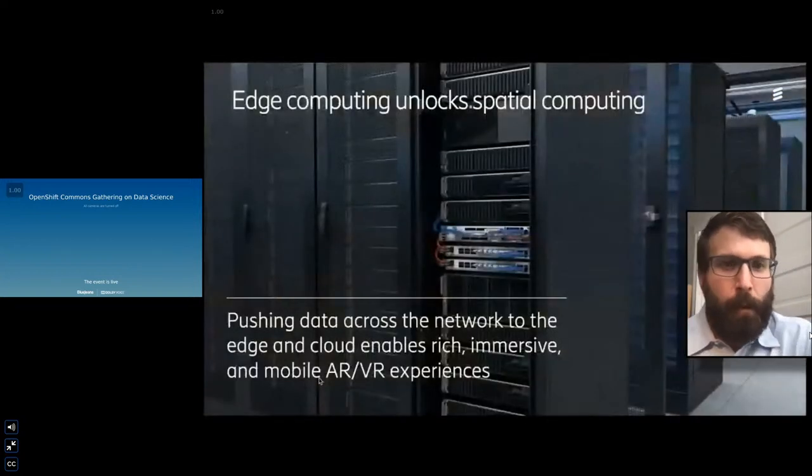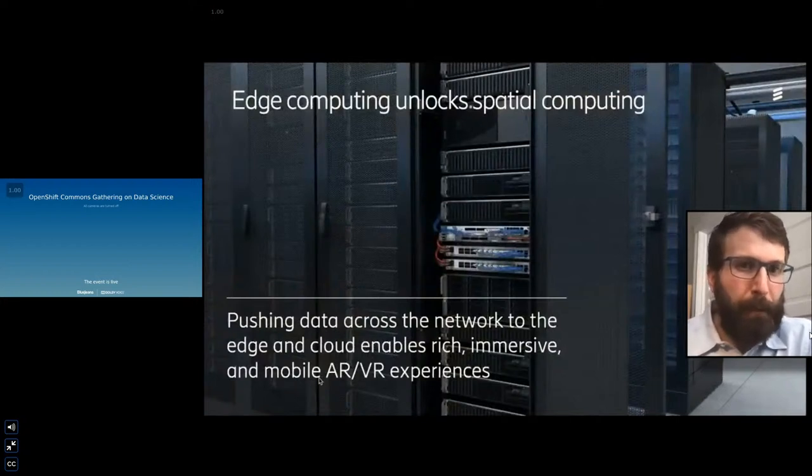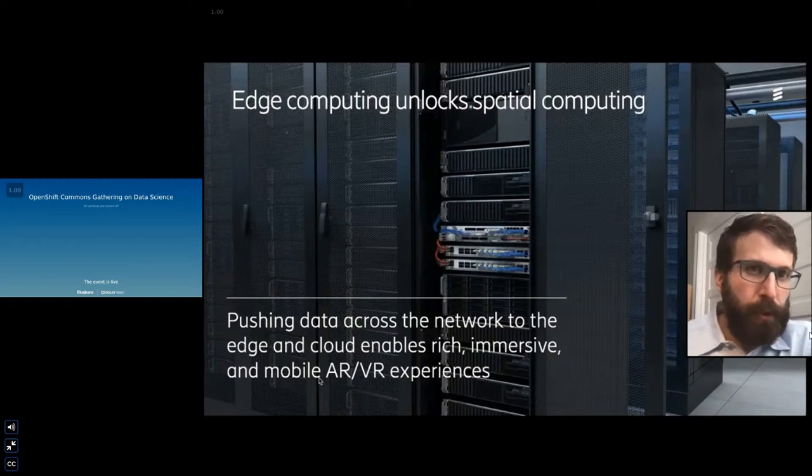We also are really excited about the possibilities of edge computing for spatial computing. So pushing data processing to the edge of the network really will enable rich experiences and immersive experiences that are mobile as well. And with edge computing, in 1 millisecond, data travels at the speed of light. So 1 millisecond means that an edge computing facility can be located upwards of 50 miles from the end user.